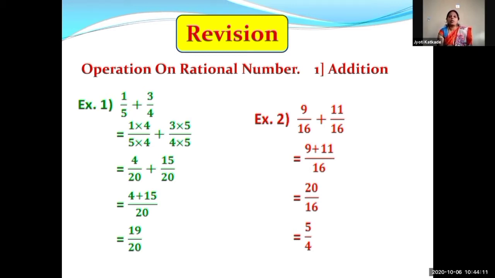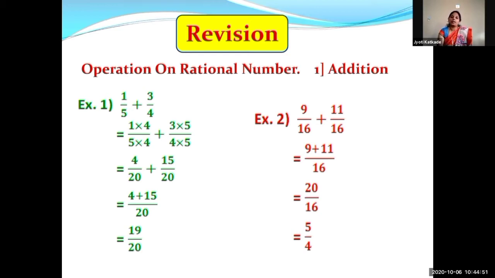So first of all, we have to make the denominators of these two fractions the same. Now take the LCM of 5 and 4, that is 20. So we have to make the denominator of both fractions 20. How can we make the denominator 20? When we multiply 1 upon 5 by 4, we get 4 1s are 4, 4 5s are 20. And when we multiply 3 upon 4 by the number 5, then our fraction becomes 3 5s are 15 and 4 5s are 20.